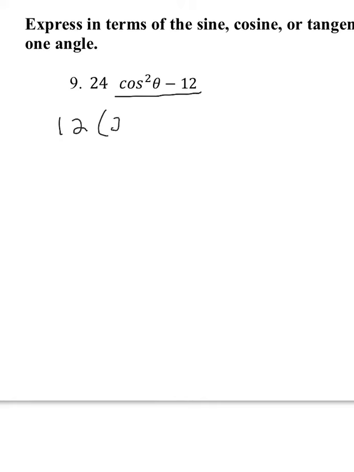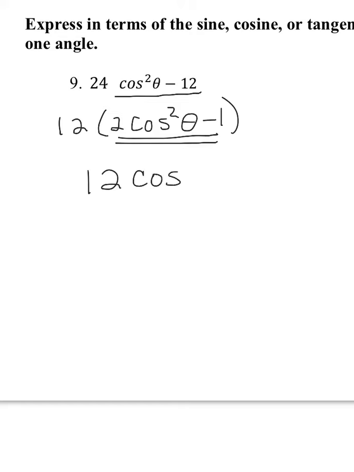We end up with 2 cosine squared theta minus 1. Well, 2 cosine squared theta minus 1 is one of our identities. It's one of our double angle identities, the double angle identity for cosine of 2 theta. So I can rewrite 2 cosine squared theta minus 1 as cosine of 2 theta. So I'm going to rewrite it as that, and that's my final answer.